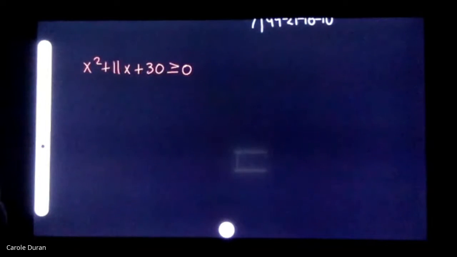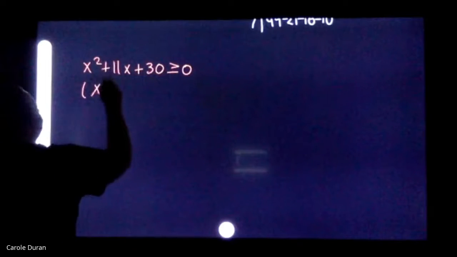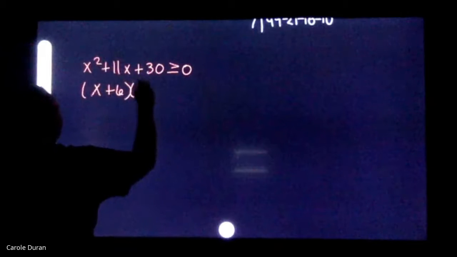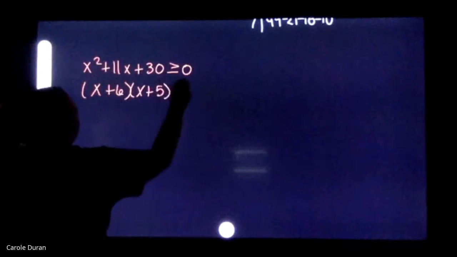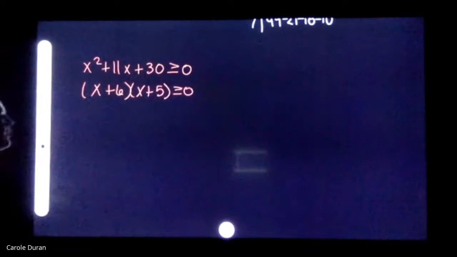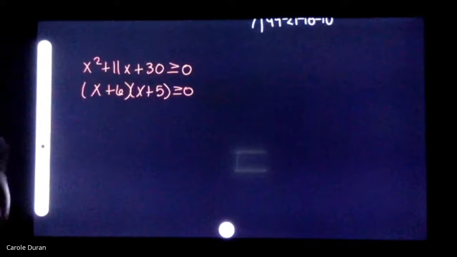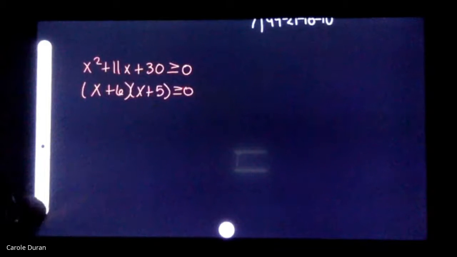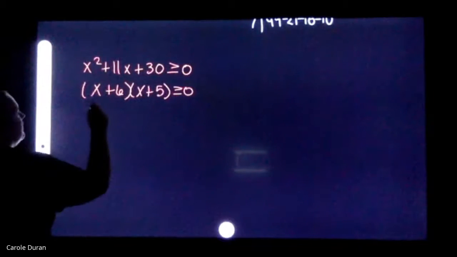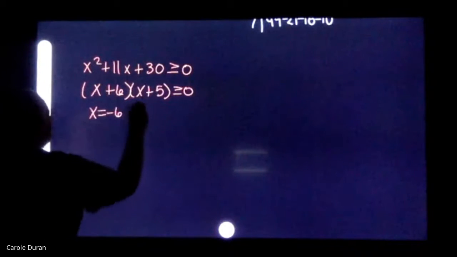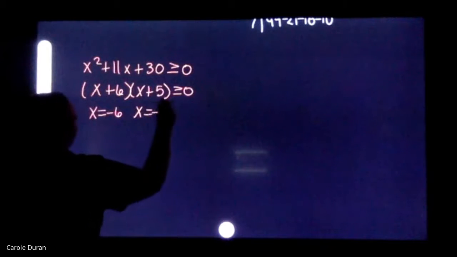Somebody's got to know. 6 and 5. 6 and 5, good. Again, these are my factors. They're not technically my zeros the way they're written right now. So I need to set each of them equal to 0 and solve. When I do, I get x equals -6, and I get x equals -5.